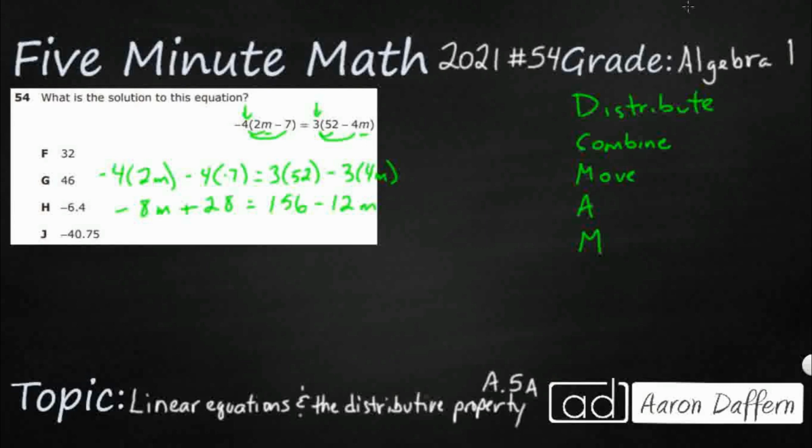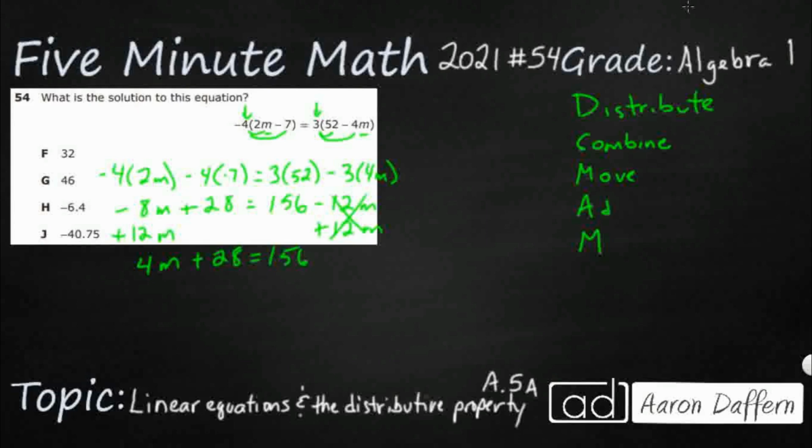You want the m's to be positive. They're both negative. So I'm going to take the larger m, and I'm going to add 12m over here. That's going to get rid of it over there, because I know if I add 12 over here, now I'm going to come up with a positive m, which is what I'm looking for. So that's going to be 4m plus 28 equals my 156.